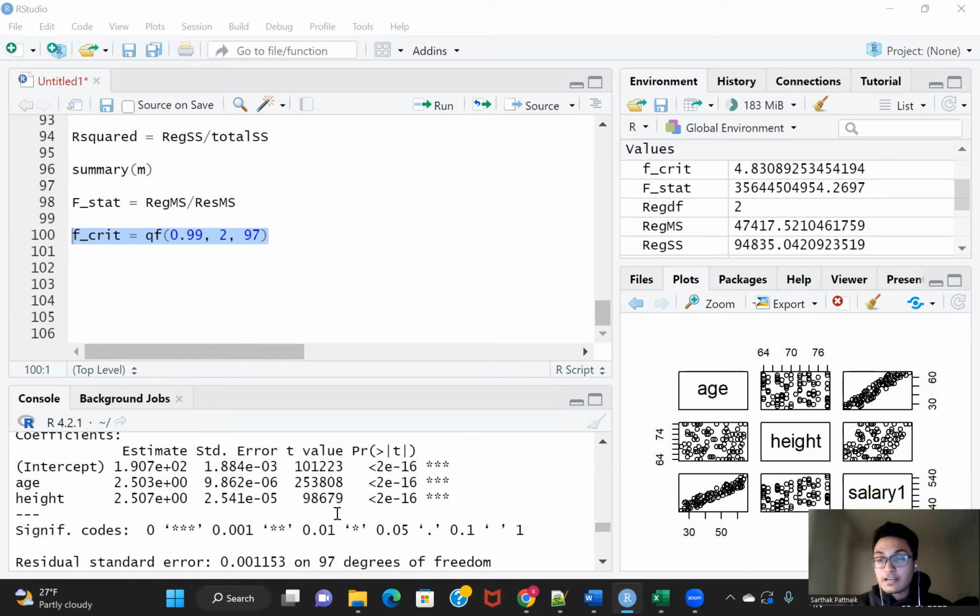Now, this critical t-value is going to be a double-sided t-value because this is a t-test. The t-test in this case has to be two-sided because we are finding evidence for whether my coefficients can have positive association or negative association.